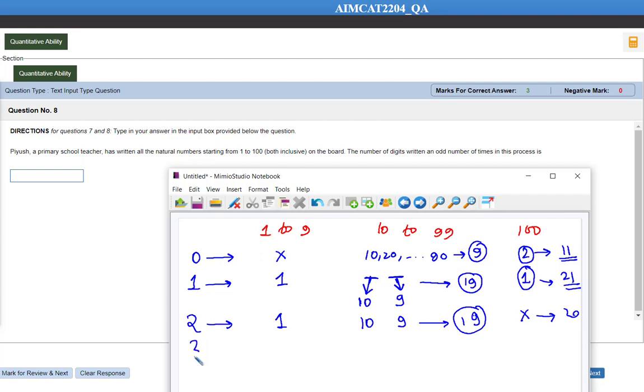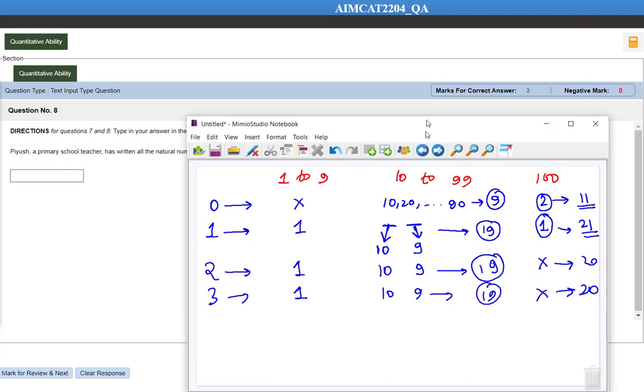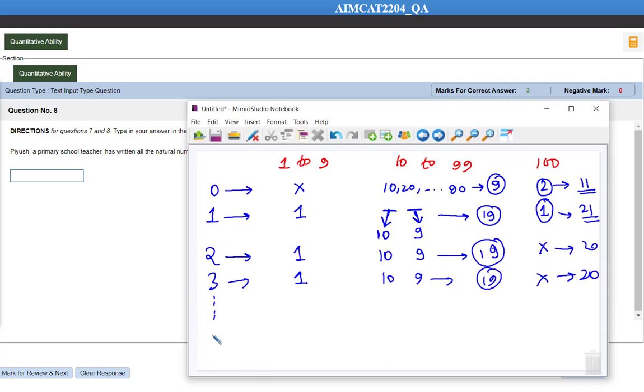Okay, similarly 3 is also going to be 20 times. Over here 1 time, 1 to 9 1 time. Okay, 10 to 19, 10 plus 9, 19 times. In 100 there is no 3. So how many times are we going to write 3? We are going to write 3 20 times. I hope everyone is getting this. Okay, and so on, 4, 5, 6 until 9 we are going to write it 20 times.